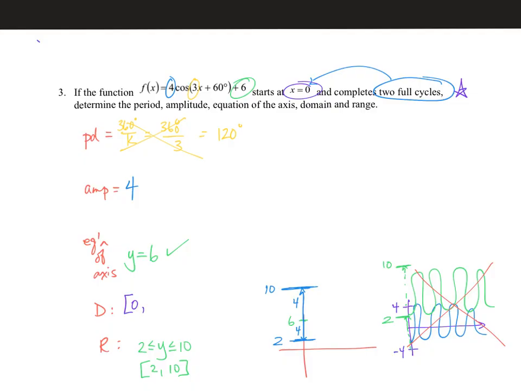Well, my 2 full cycles are going to depend on how long it takes to complete a cycle. And since it only takes 120 degrees to complete that cycle, then 2 full cycles is going to take 240 degrees to complete. So hopefully we can see how we can build up some key properties of our graph without even really producing a graph.